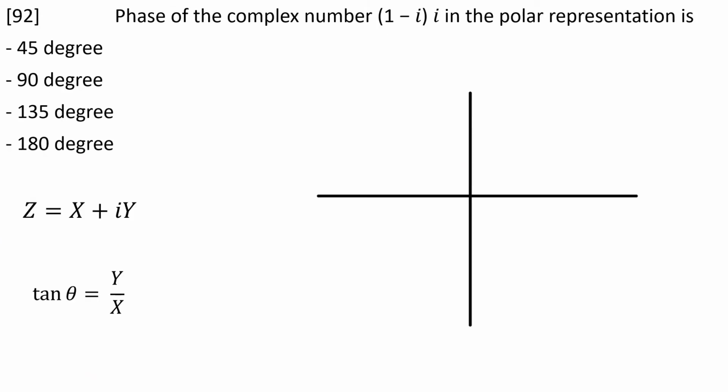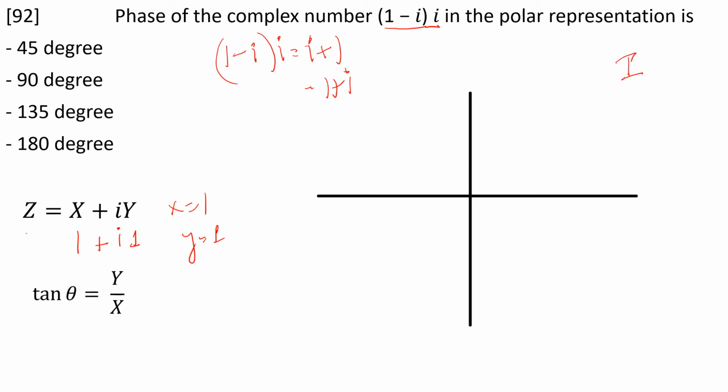Find the phase of the complex number 1 minus i into i in the polar representation. Now let us see, 1 minus i into i is equal to i plus 1, which is nothing but 1 plus i. Now in Cartesian form you can write the complex number as z is equal to x plus iy, where x is equal to 1 and y is equal to 1. So x equal to 1 and y equal to 1 means both are positive. That means your complex number is in the first quadrant.